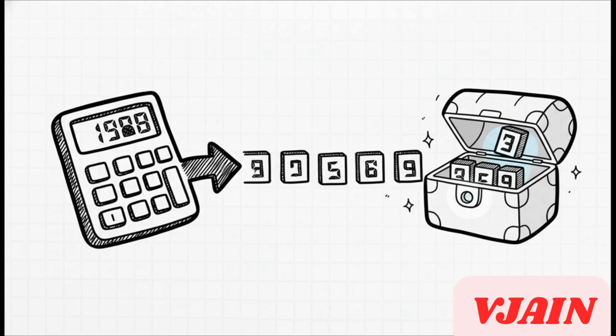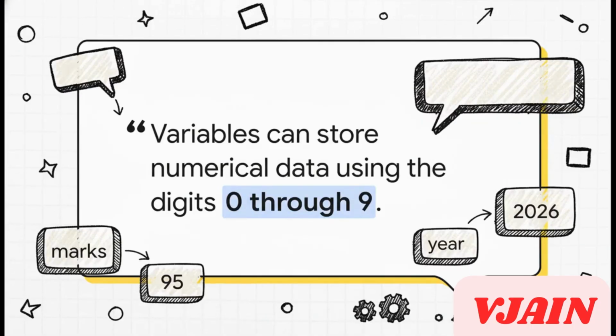You just combine them to make any number you need, whether it's for keeping score in a game, counting items, or storing a year. And here's a super simple example of how you'd use them. We've got a variable called marks that's holding the number 95, and another one called year, holding 2026. Easy, clean, and all using the valid digits from our character set.